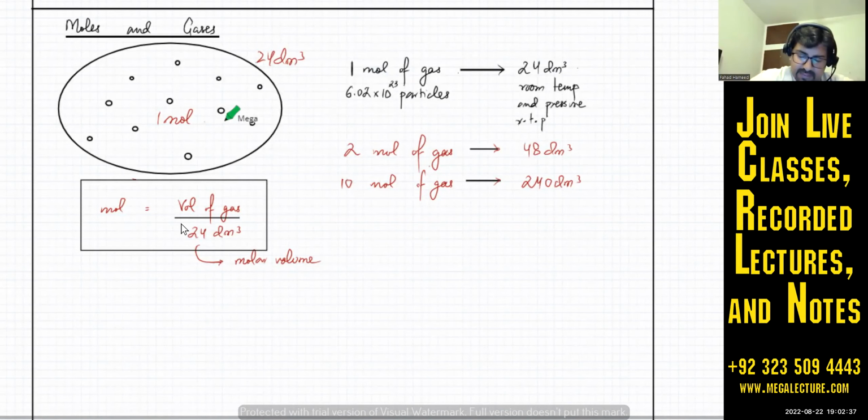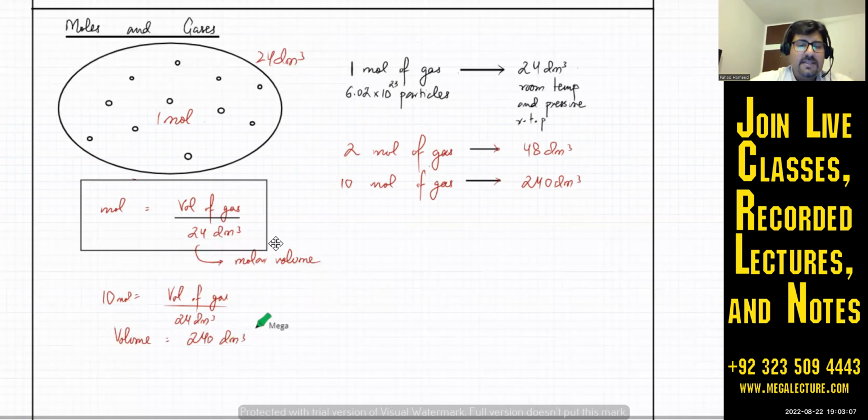So if I just plug in 10 moles into this formula, if I have 10 moles, I can figure out the volume of gas. You get 10 moles, it's going to be divided by 24. Making volume the subject of the equation, I'm going to get 240 dm cube. Okay, so remember, this formula is just the same thing. You're better off using the formula because you don't have to do crisscross in this way.